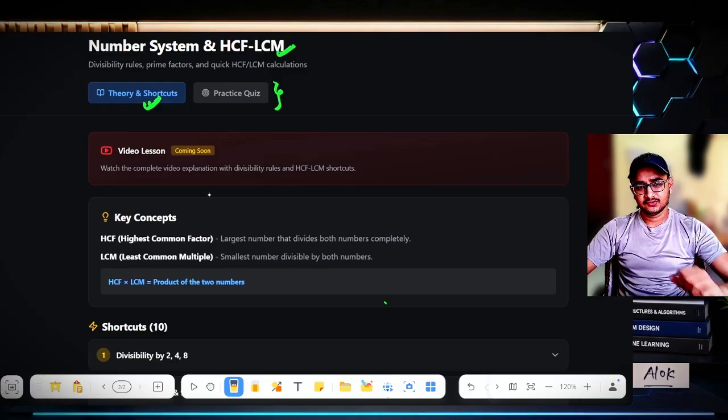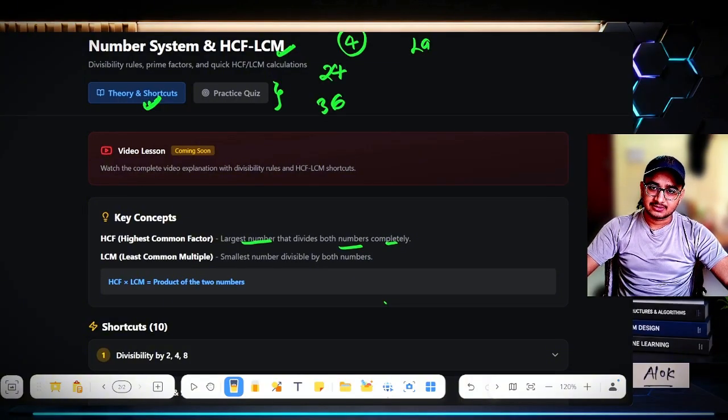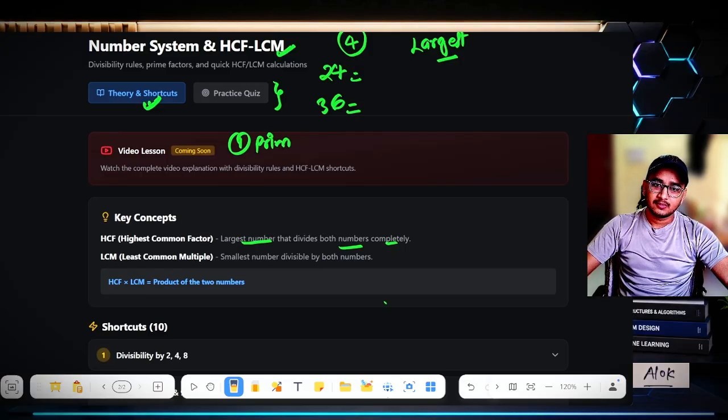So let's get started. First, we will understand what is HCF. HCF is where you have to find out the largest number. Keep it in mind. You have to factorize this. You can find HCF by two methods. Number one, that is the prime factorization method. And the second one is Euclid's algorithm.